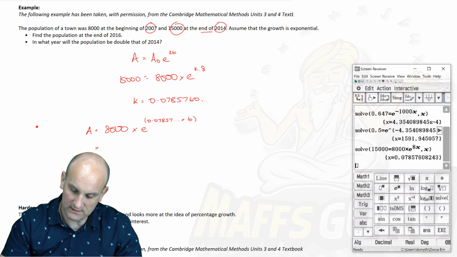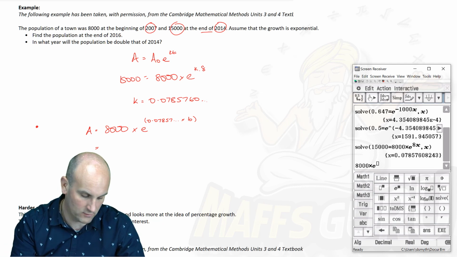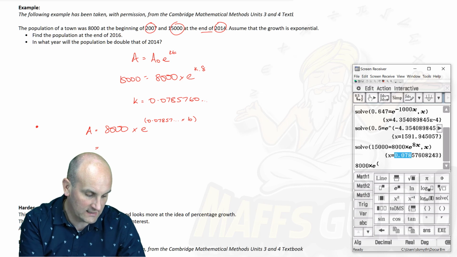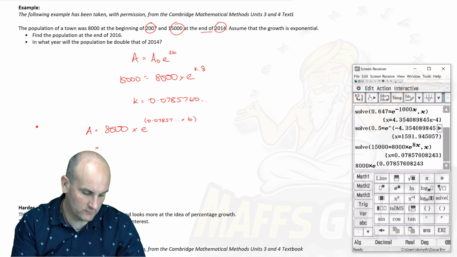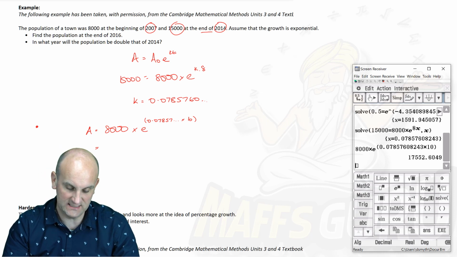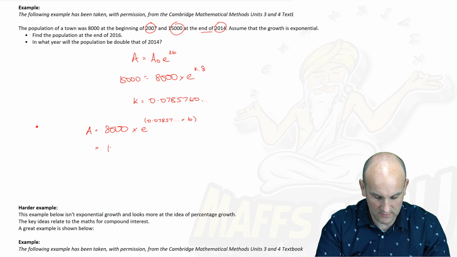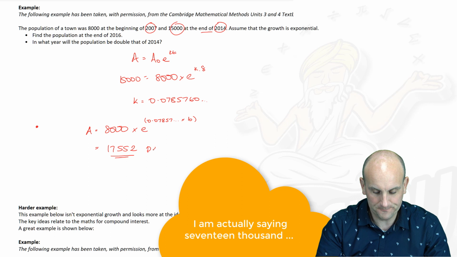Fire up my calculator if you would, please. Thank you very much. For now, we'll just do 8,000 times e to the power of, I'm going to open a set of brackets so that I can drag in my multiplier here. Doesn't really want to put it in the right place when I do this, does it? So let's try that one again. There you go, just being difficult, times by 10. Close my brackets and press enter, and it gives me 17,552.6. So I'm going to say 17,552 people.